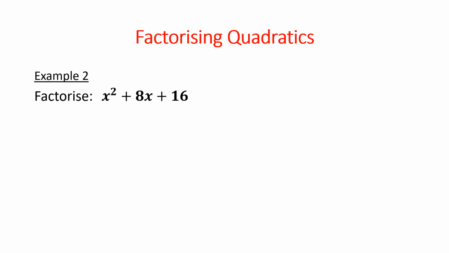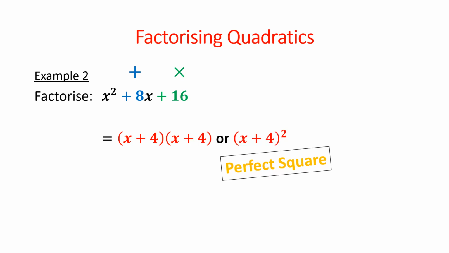All right, number 2, let's factorise x squared plus 8x plus 16. These are the more common ways you see quadratics. We're looking for two factors that multiply to get 16 and add to get positive 8. And the two factors are 4 and 4. 4 times 4 is 16, and 4 plus 4 is 8. Now, because they're both the same factor, we could write it as (x plus 4) all squared, which we call a perfect square.